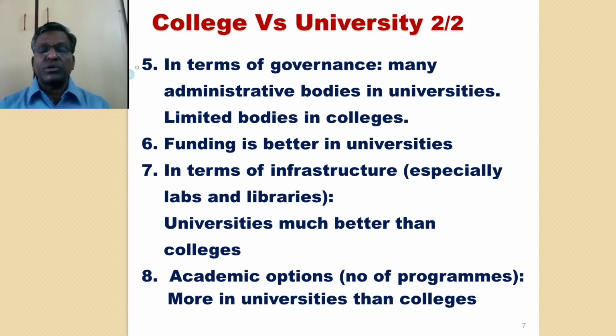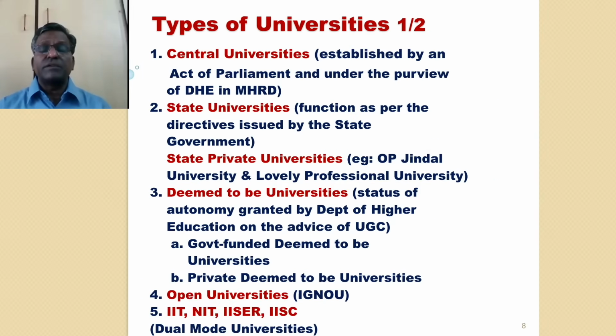So now that I have talked about the differences between colleges and universities, I would like to talk of the different kinds of universities. Now in India, we have central universities. And if I can give you some examples, Pondicherry Central University is an example. Hyderabad Central University is an example. Delhi University is an example. So we have central universities, and these central universities are established by an act of parliament.